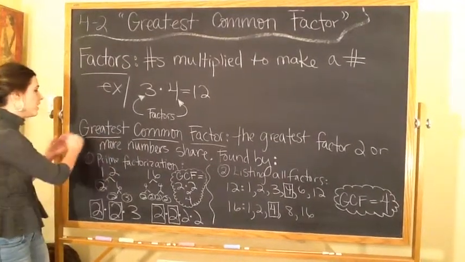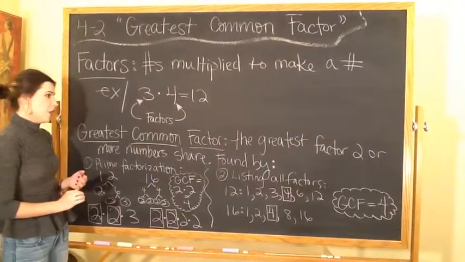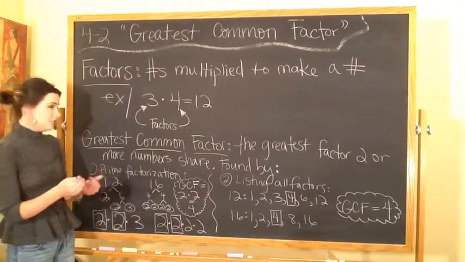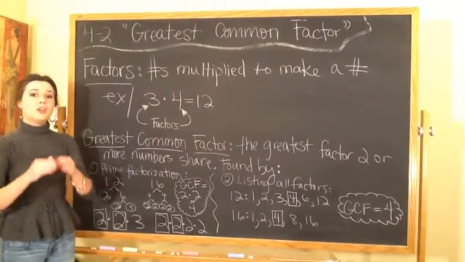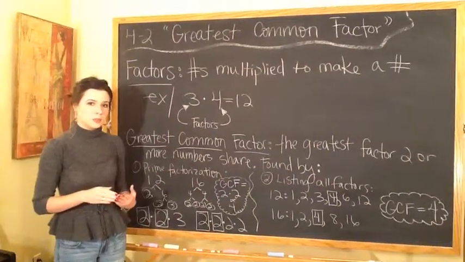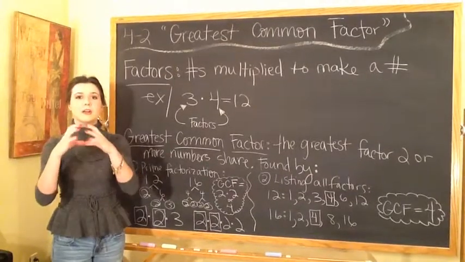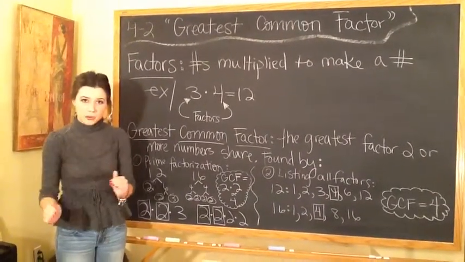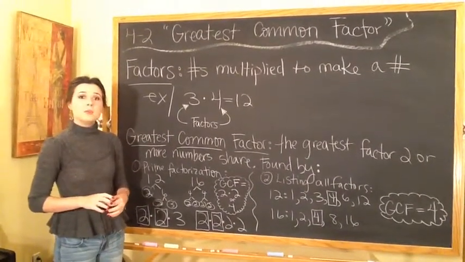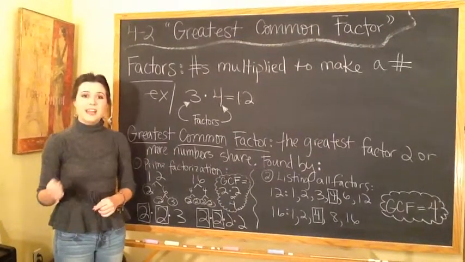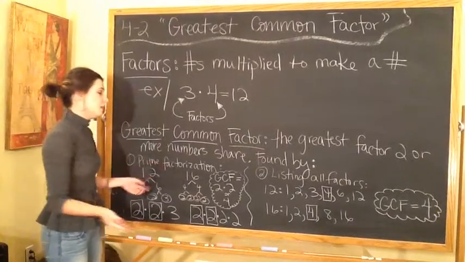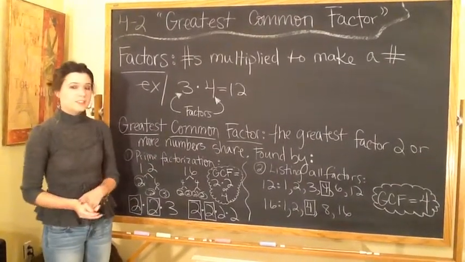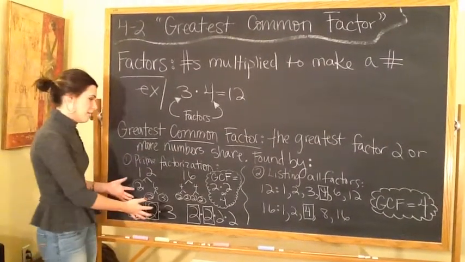So when we're talking about the greatest common factor, we're talking about the greatest factor that 2 or more numbers share. Basically, we're going to be using what we did last lesson with prime factorization. We break down a composite number into its prime parts, circle all of the ones they have in common, and then multiply them together to show the greatest common factor. That's the first way to do it, with prime factorization.